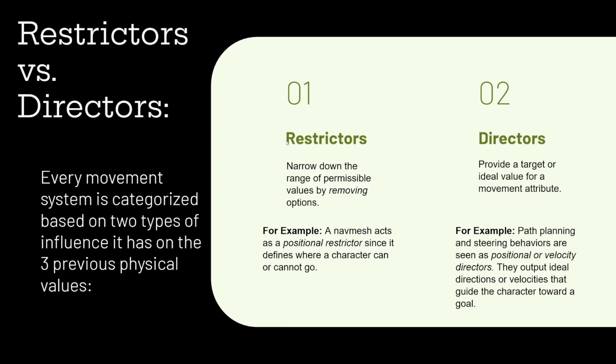Each restrictor will narrow down the range of permissible values by removing options. So it's basically saying you can't go here, you can't do this, you can't speed up in this way, you can't aim in this direction, that kind of thing. For example, a nav mesh acts as a positional restrictor since it defines where a character can or cannot go. And then we also have directors, which are a little bit more complicated, and they provide a target or ideal value for a movement attribute to go to. For example, path planning and steering behaviors are seen as positional or velocity directors. They output ideal directions or velocities that guide a character toward the goal.